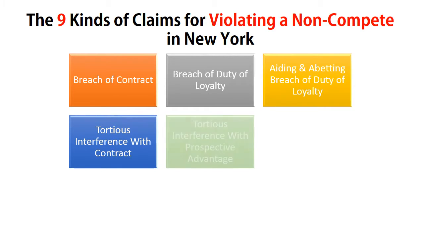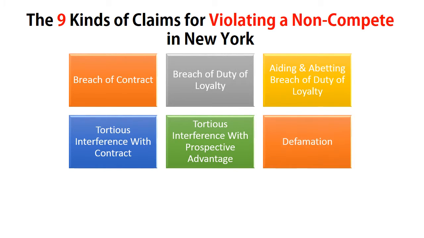5. Tortious interference with prospective advantage. This relates to prospective customers or clients with whom the former employer did not have an actual contract, but had a reasonable and tangible expectancy that they would enter into a contract with them in the future. 6. Defamation. This category typically arises from the claim that the former employees badmouthed the former employer, causing harm to the former employer.